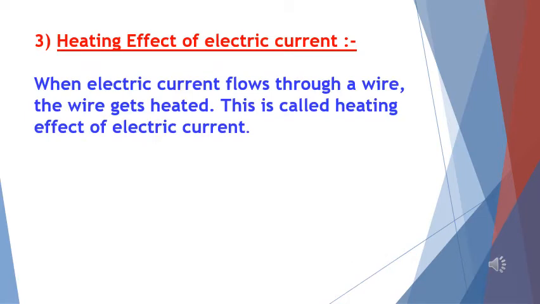Now let us try to understand about heating effect of electric current. When electric current flows through a wire, the wire gets heated because of the charges that are passing through it. Because the wire gets heated, if we touch any component of the circuit, then we feel the heat radiated off it. This is called the heating effect of electric current.